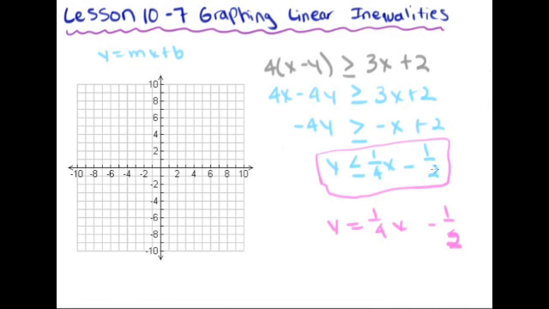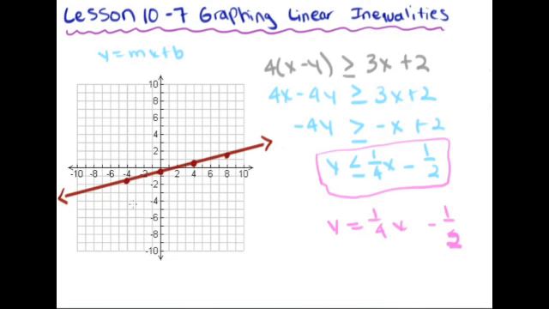So we would have a point at negative 1/2. So right about there, let's say. And then 1/4, so 1, 1, 2, 3, 4. So now we have our points. Let's draw our line. Something like that. So we have our line. Okay. So this isn't y is equal to 1/4 x minus 1/2. It's y is less than or equal to 1/4 x minus 1/2.